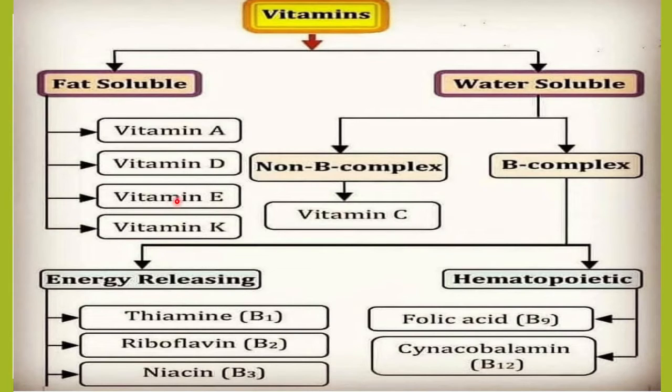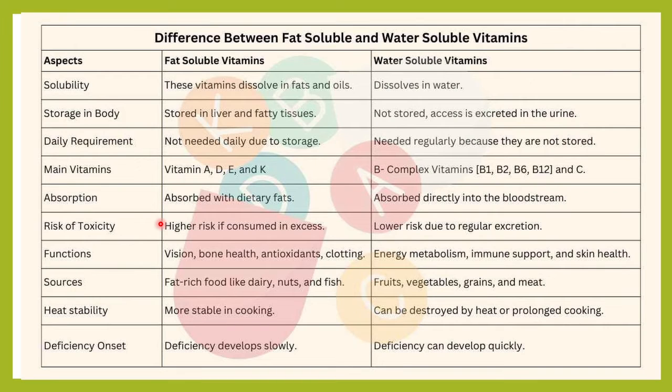So vitamin E is another fat soluble vitamin. What is the difference between a fat soluble and a water soluble vitamin? As the name says, fat soluble vitamins dissolve in fats and oils. Water soluble vitamins are soluble in water. Fat soluble vitamins are stored in the fatty tissues, especially in the liver also. So the deficiency of them occurs very late.